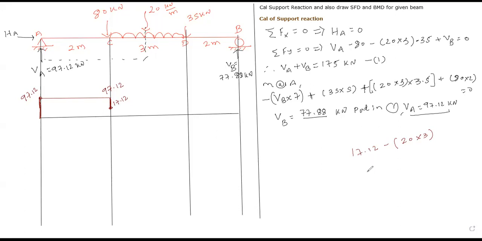Again, our value is negative, yes or no? Negative 42.88, yes or no? So we need to go below this line, but in terms of an inclined line. So our shape of diagram will be like this. Yes or no? Please confirm me. And that value is 42.88. Clear? 42.88.